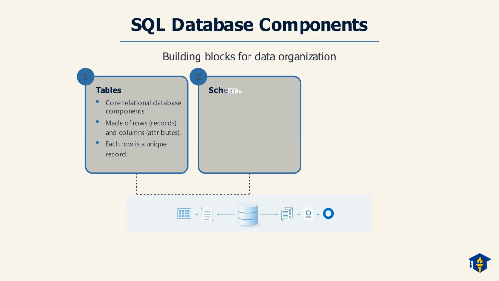Next, let us discuss schemas, which define the database's overall structure. A schema precisely defines the database structure, including all relationships. Think of it as the blueprint for how all the data is meticulously organized. Schemas encompass tables, views, indexes, and other database objects.